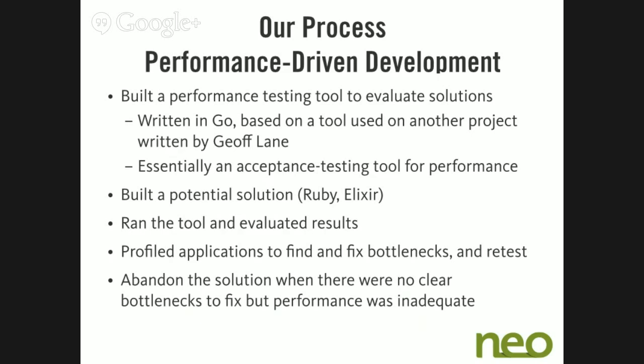And we built an acceptance testing tool for performance. We would then try a solution, see if it worked. If it didn't work, run the profiler against it, figure out what was slow, fix any bottlenecks we could find, and then if in a certain period of time, which for us was about 2 weeks per proposed solution, if we couldn't get to the point where we had some sort of reasonable solution or we knew exactly where we were headed as far as fixing the problems, we would punt and move on to something else.